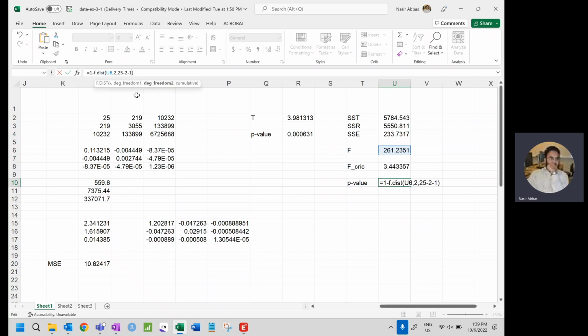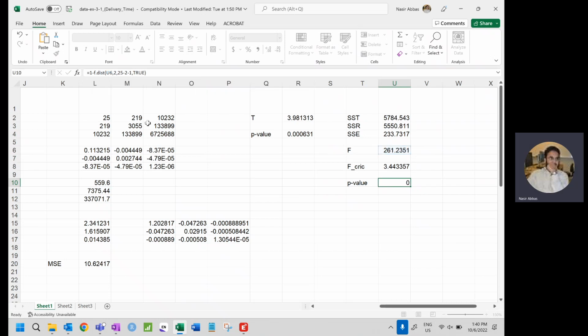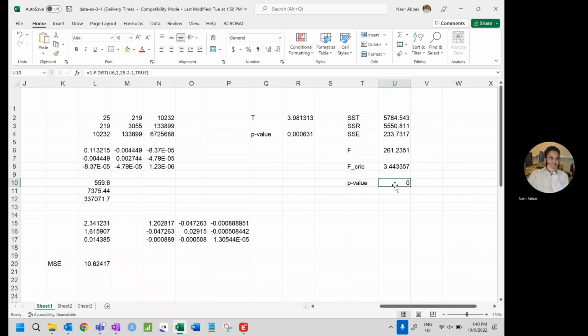The argument that is missing is cumulative. I put true. Always put true. False will give you the height of the curve, and we are never interested in the height of the curve. We are always interested in the area under that point. So for area, you need to put true. If you want the height of the curve, you put false, but we never use false. What is the p-value? 0.